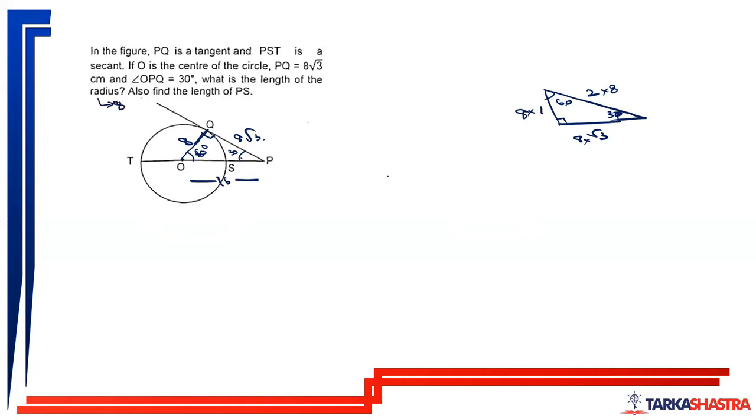What is the length of PS? OS will be 8 because it is a radius. Then PS will also be 8 because the total should be 16. So this is how you can find the length of PS, which is also 8.